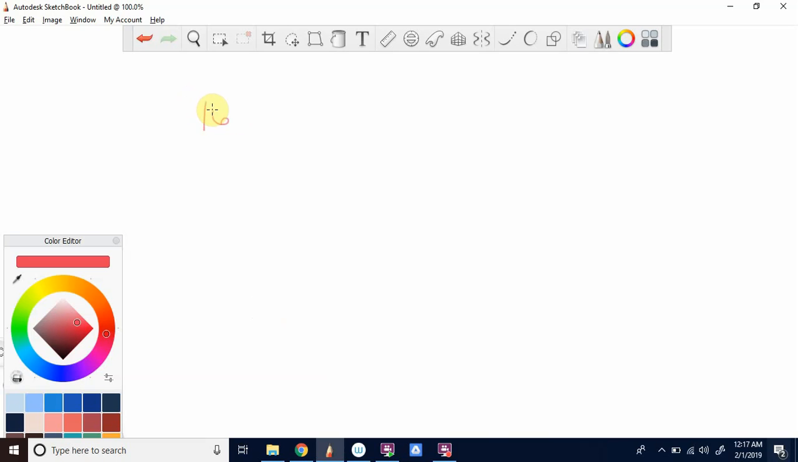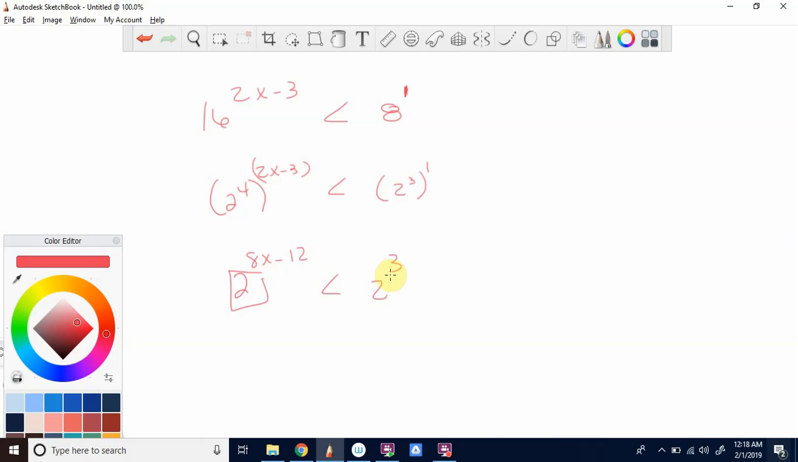All right, so solve 16 raised to the 2x minus 3 less than 8. Okay, in order for this to be true, it has to have the same base. So I know 16 is 2 to the 4th, right? Because it was raised to the implied 1. So now I have the same bases, and I can use the power of a power rule. So 2 to the 8x minus 12 is less than 2 cubed. So we have the same bases.